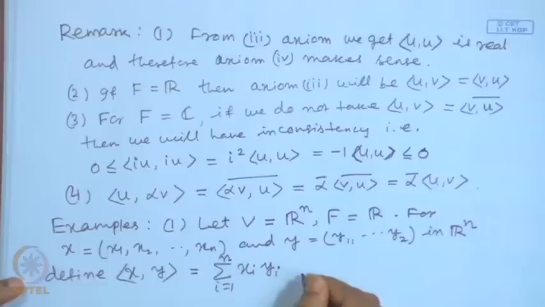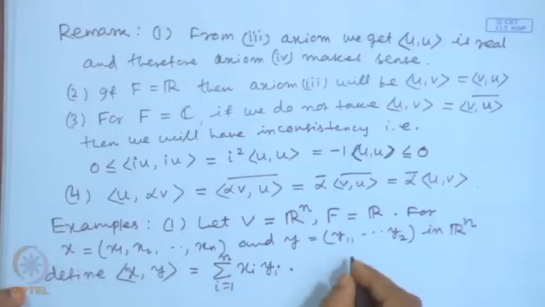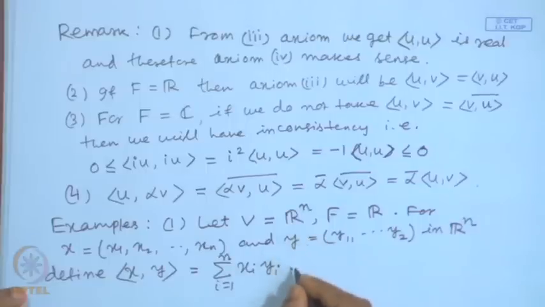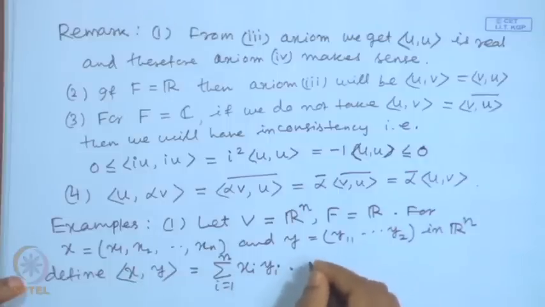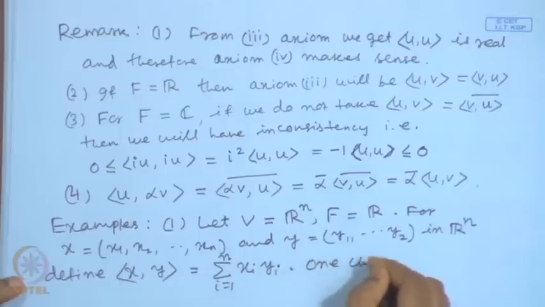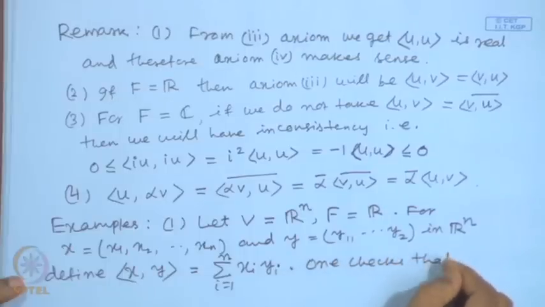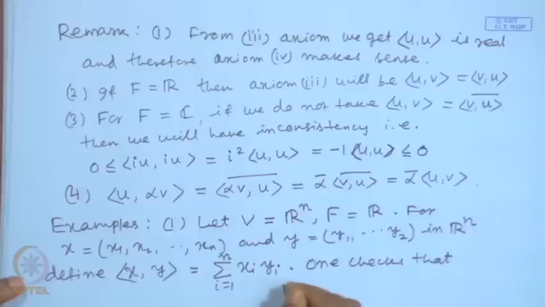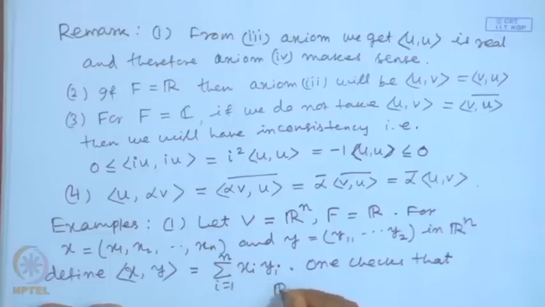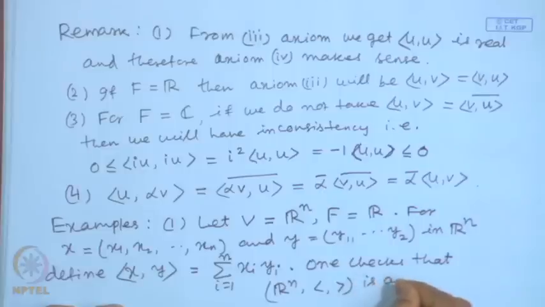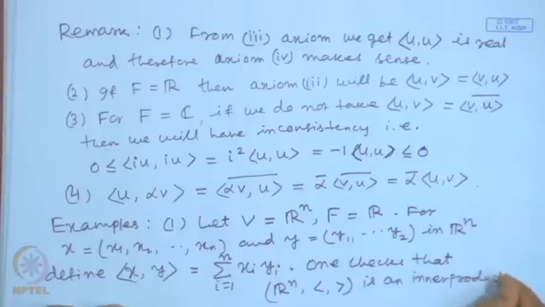One can check that this mapping will be an inner product, and this space R n together with this usual scalar product is an inner product space.